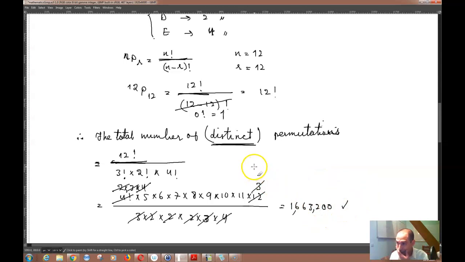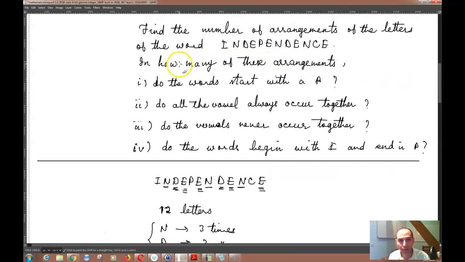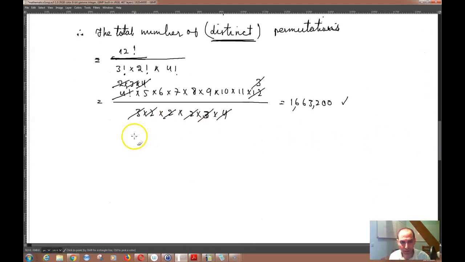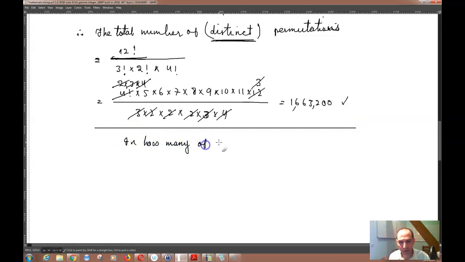Now the part 1 of this question is: in how many of these arrangements do the words start with a P? So you want to calculate in how many of these arrangements the words start with a P.